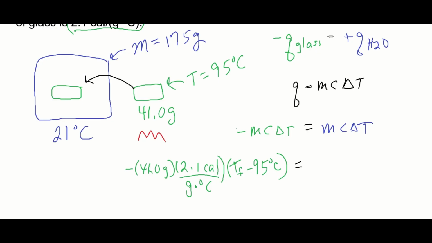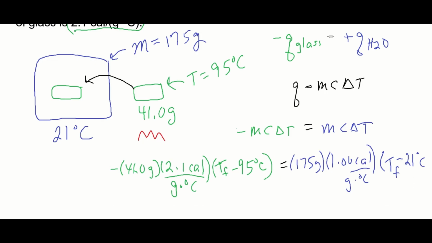Now the mass of the water is 175 grams. The specific heat of water, in terms of calories, is 1 calorie per gram degrees Celsius. That's how the calorie is defined: the amount of energy required to raise the temperature of 1 gram of water by 1 degree Celsius. And delta T is final minus initial. Again, we're looking for the final. The initial temperature is 21.